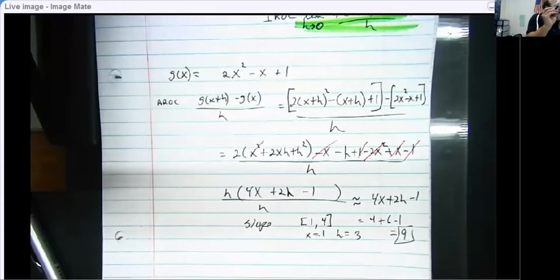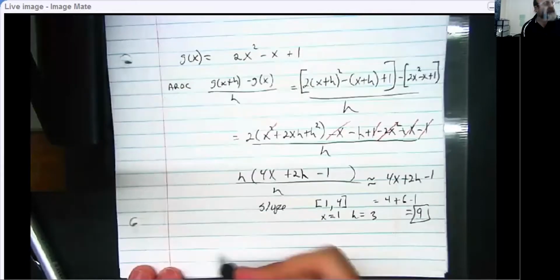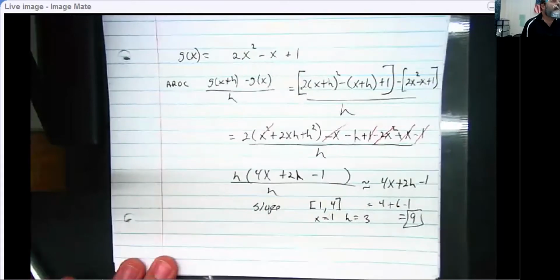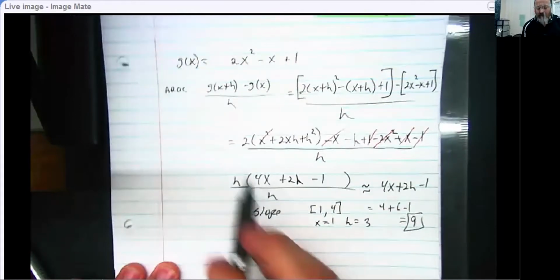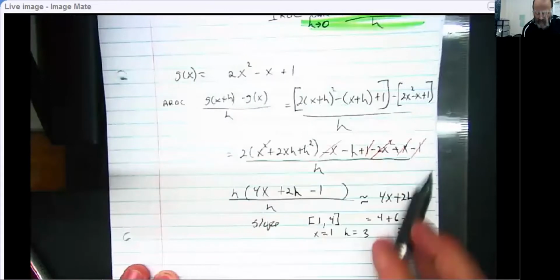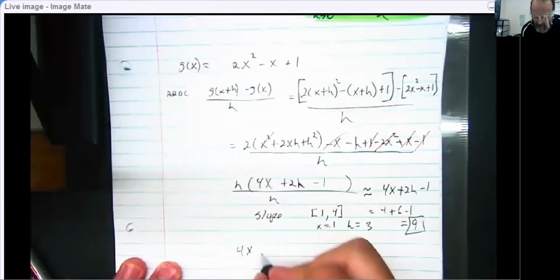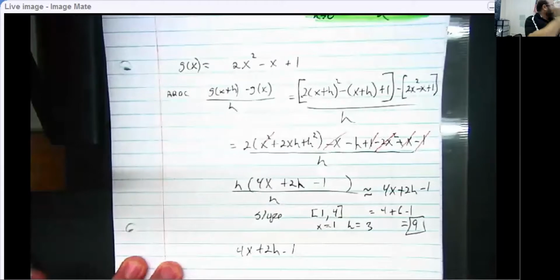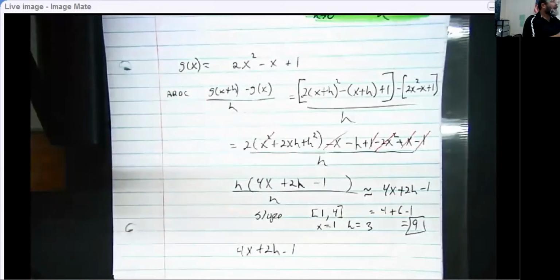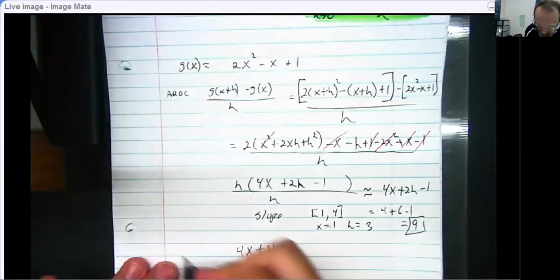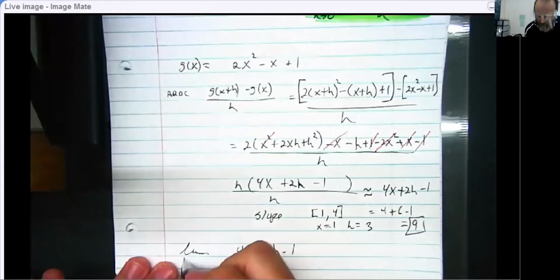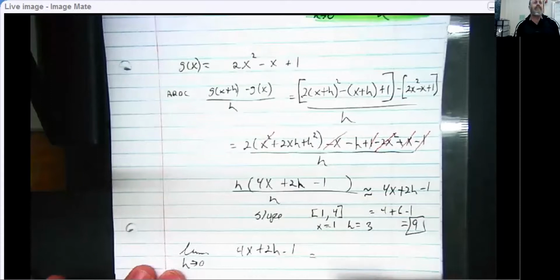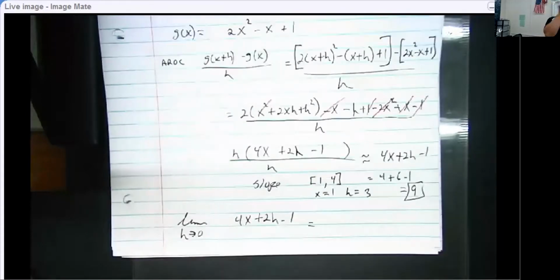But now let's do IROC. What's IROC? It takes this original problem, which is right here. So notice I'm going to take my AROC version, and what do we add to it? A limit as h goes to 0 of this thing. So guys, what is going to happen as h gets super, super close to 0? What does this go to?